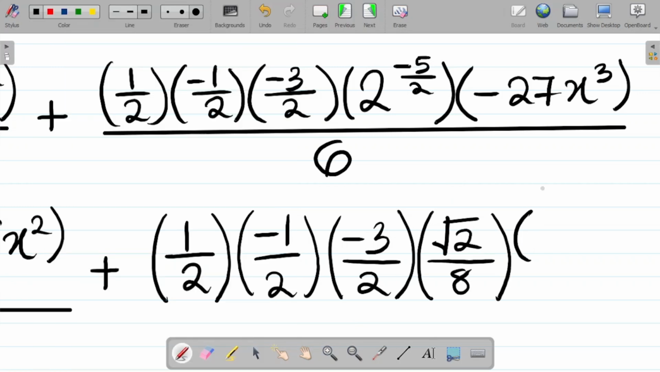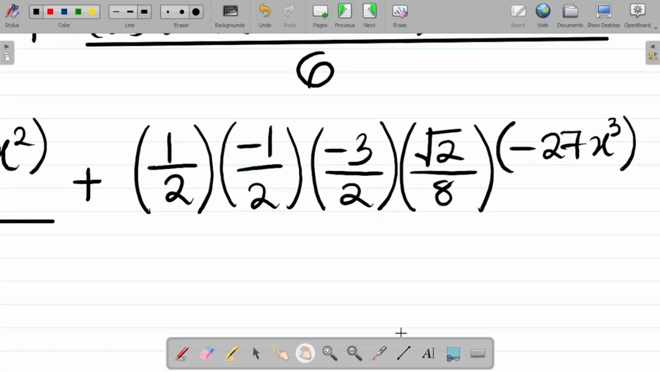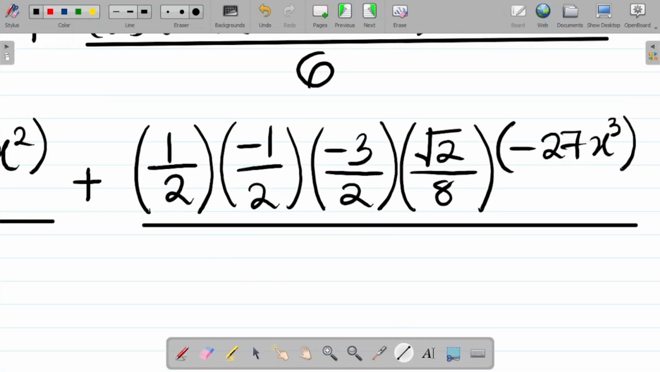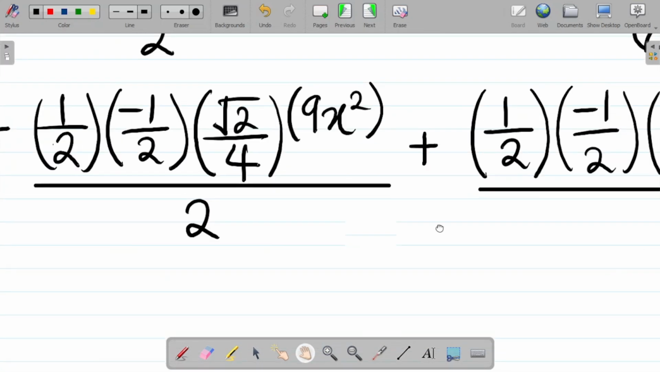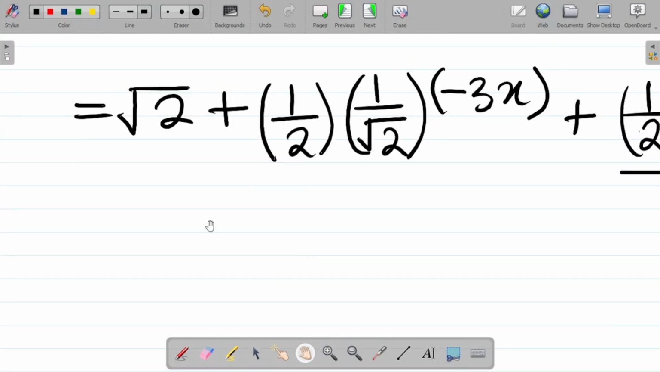Okay, the next thing you have there is this 10 here, which is minus 27x cubed. You have this all over 6. So I have this. All right, so I have this 10 here. Let's see, break this down again.